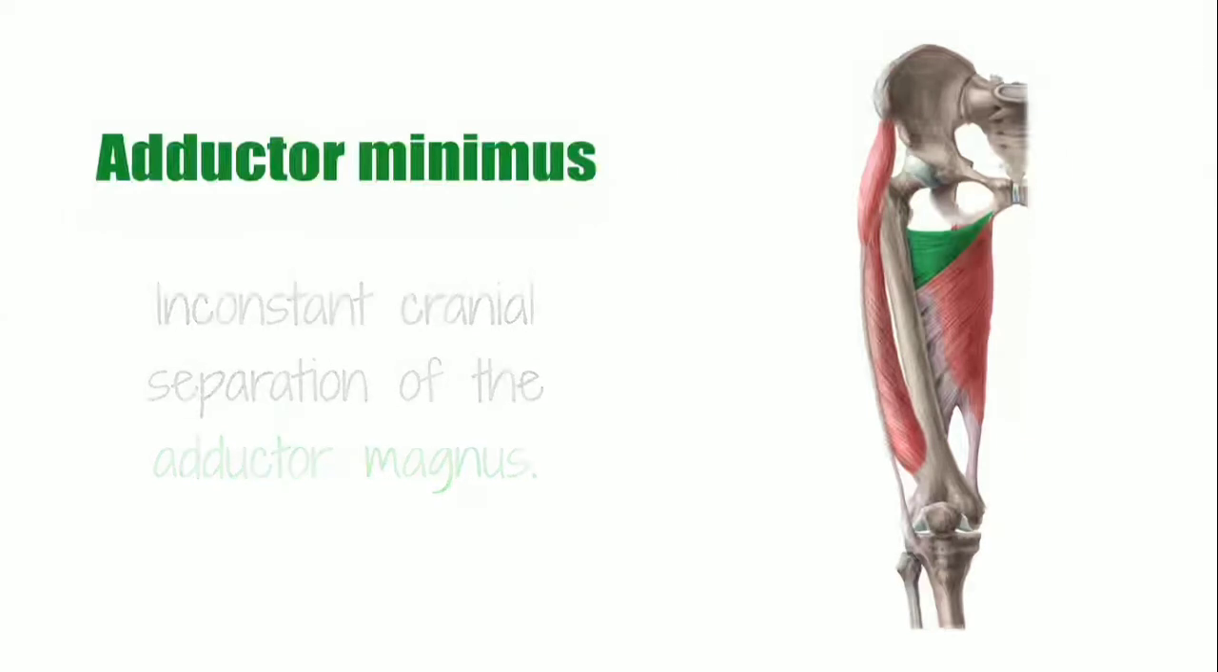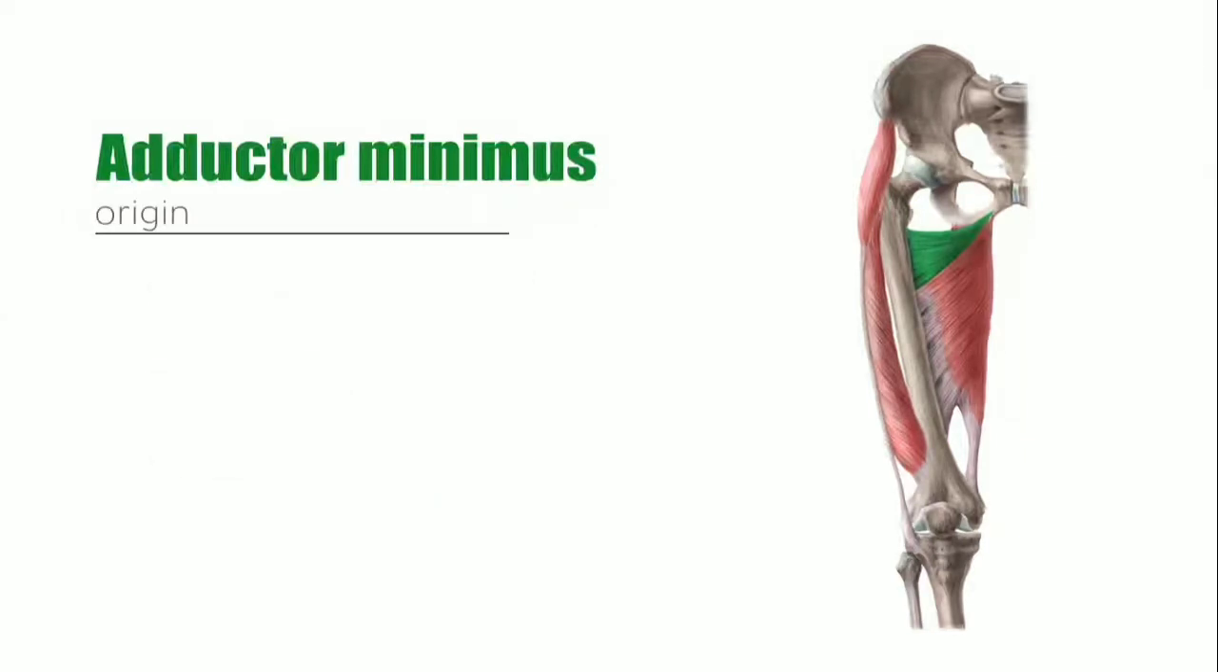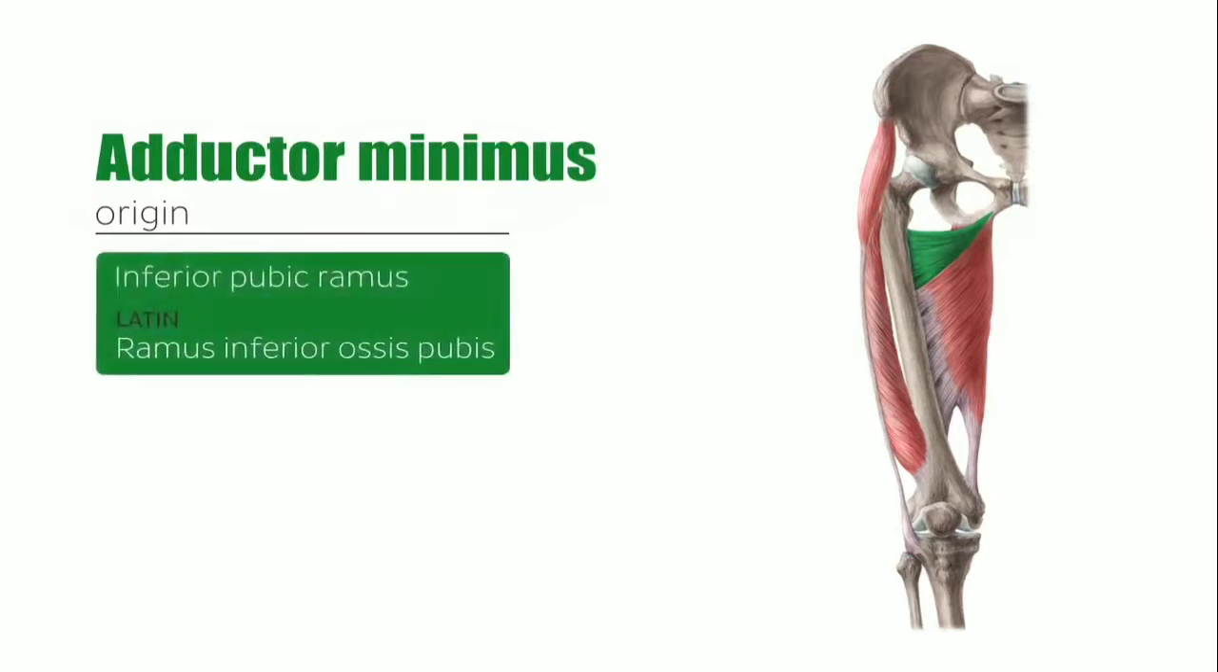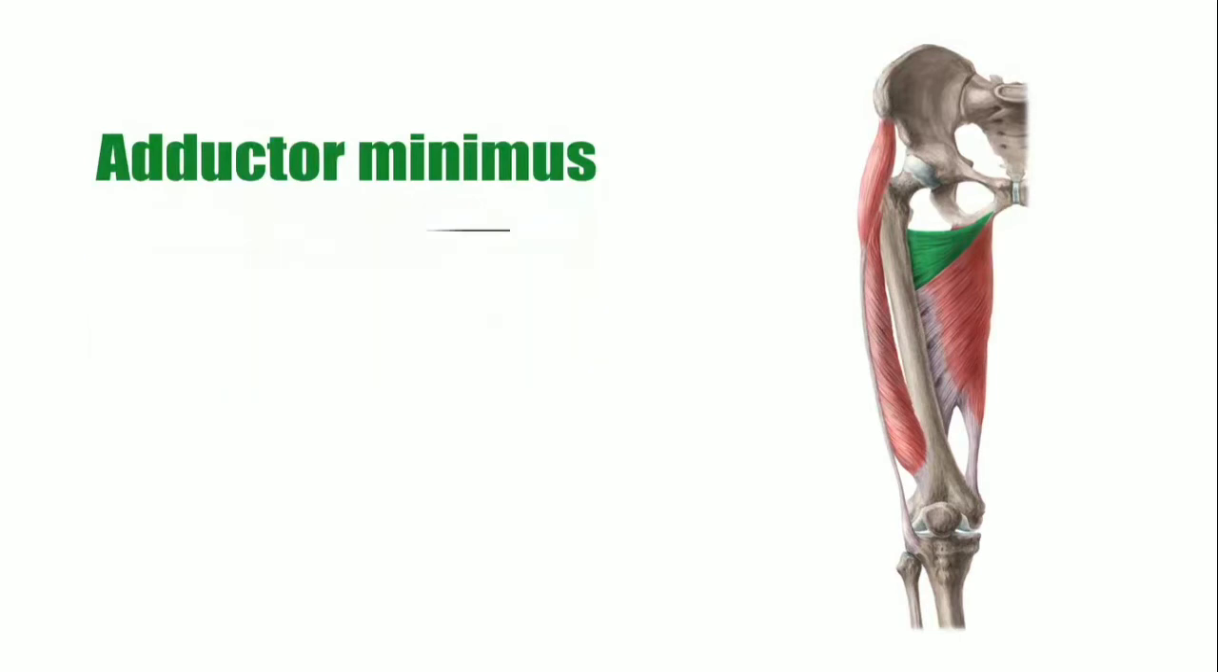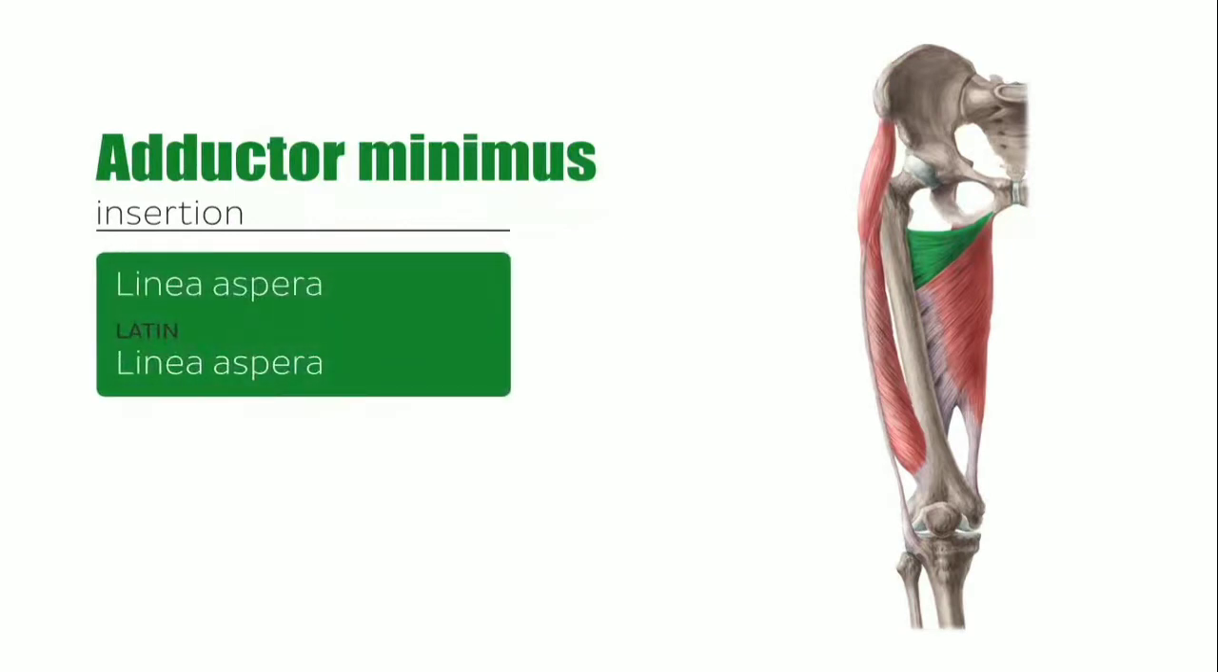Let's talk about the origin point for the adductor minimus, and you just need to remember one: the inferior pubic ramus, as you can see here in this image, is going to be serving as the origin point for the adductor minimus. While the insertion point for this muscle is also one, and the same as many others that we talked about, the linea aspera on the femur.